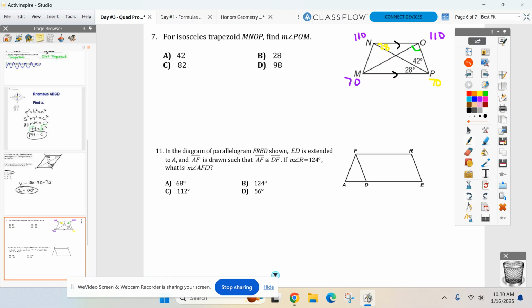Well, hold on. So you want me to add 42 here, right? Yeah, just add it in. Are you sure you want me to put 42 there? Oh, yeah, it's not alternate interior because those would need to be congruent. But I can find that angle because I know it adds up to what? It has to add up to 110. Keep going. So then you do 110 minus 28, which would be 82. Yep.